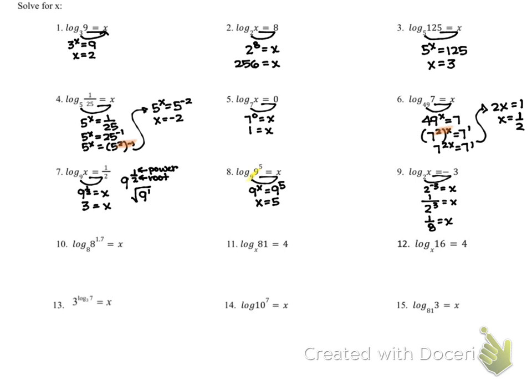Okay, if I look at this one, I'm not going to show any work on this one. I see that the base of the logarithm and the base of the value that's inside are the exact same thing, so they're going to cancel. x is just whatever the exponent is.